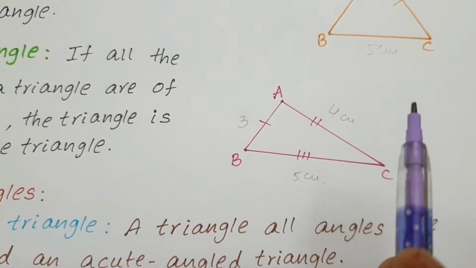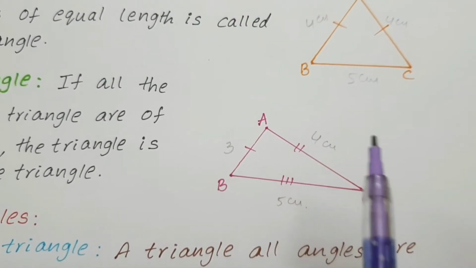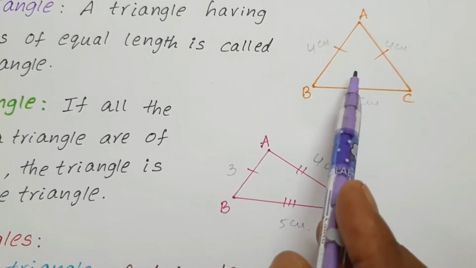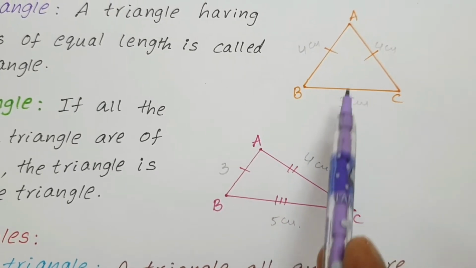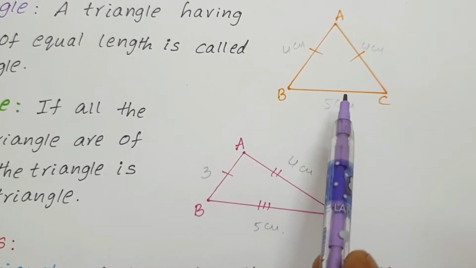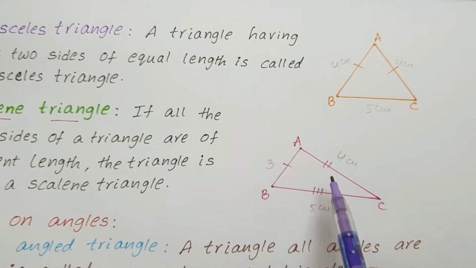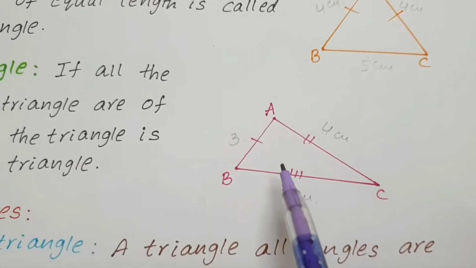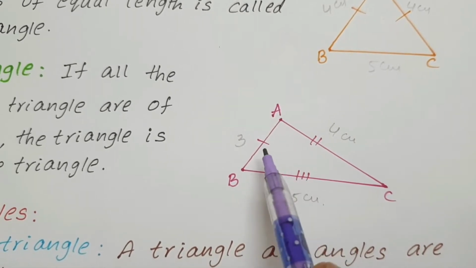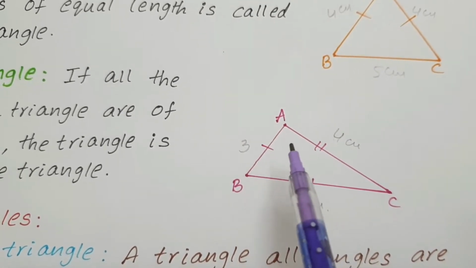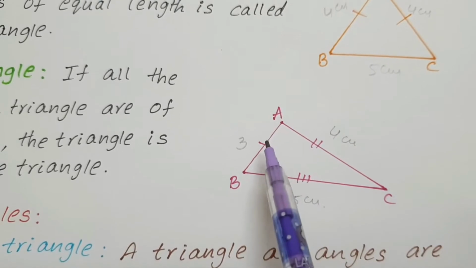Once again, an equilateral triangle means all sides are equal. An isosceles triangle means 2 sides are equal. The third one has different lengths: a scalene triangle means 3 sides are of different length. Having different lengths is called a scalene triangle. Based on sides, these are the 3 types.